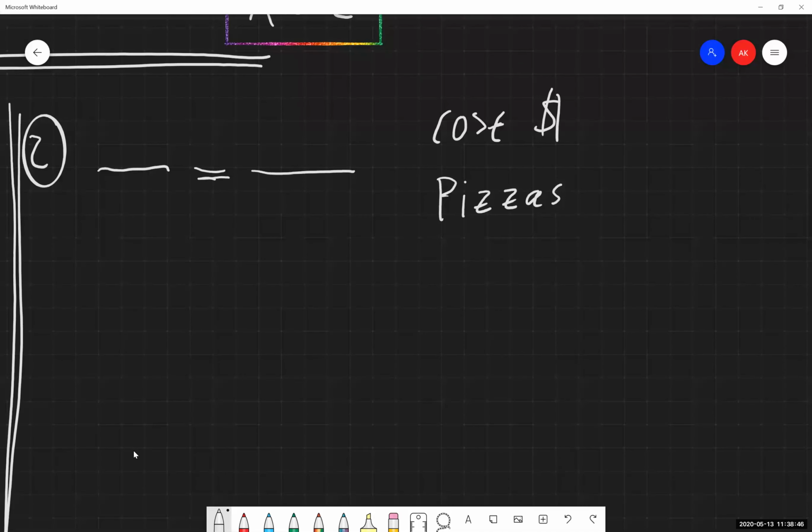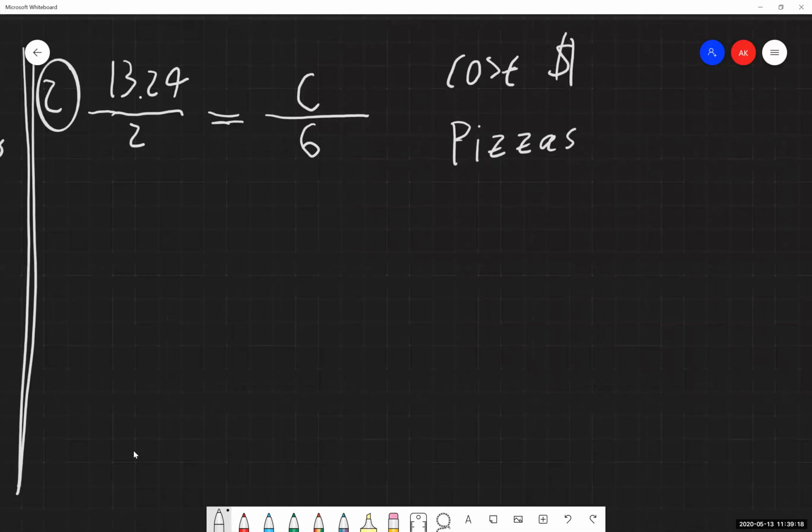So I have 2 pizzas, and they are going to cost $13.24. How much would it cost to order 6 pizzas? So if I have 6 pizzas, I don't know the cost, so I'm just going to write that in as a variable. I'm going to choose C to represent cost. And again, if you want to choose X or Y or your favorite variable, you're welcome to do that. You can get really fancy and use the Greek alphabet if you'd like to, but that's, again, optional.